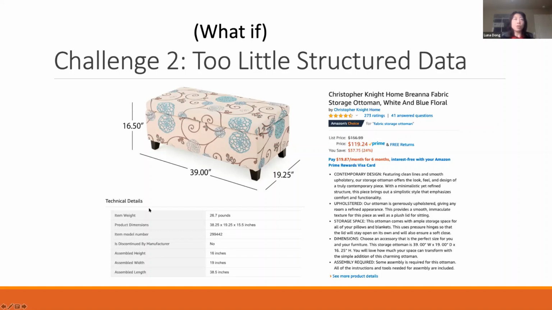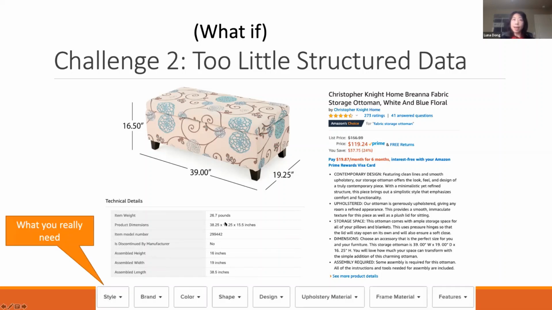And here I'm showing you the structured information they provide for this ottoman. And you can see it's more about weight, assembled height, and length. And you would not say, I want to buy an ottoman which is more than 25 pounds. What you care about is the style, brand, color, shape, and so on. So such information cannot be easily obtained just as structured data.